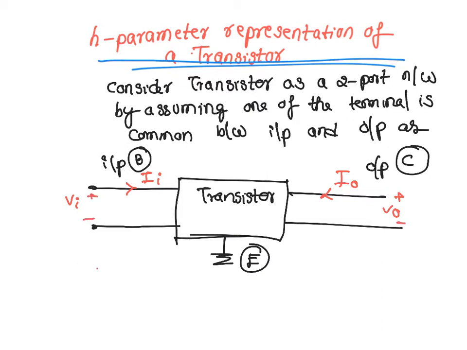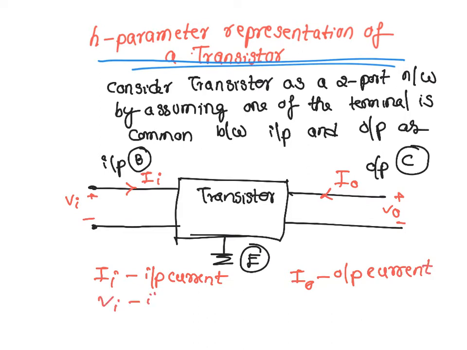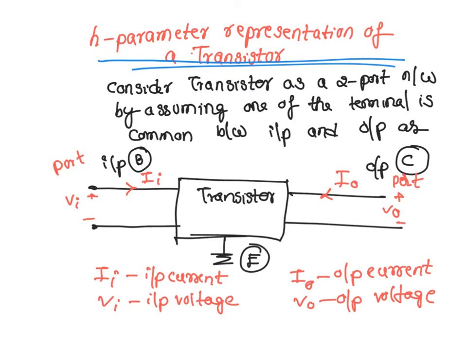So here I is input current, I naught output current, Vi input voltage, V naught output voltage. Generally this is called input port and output port.